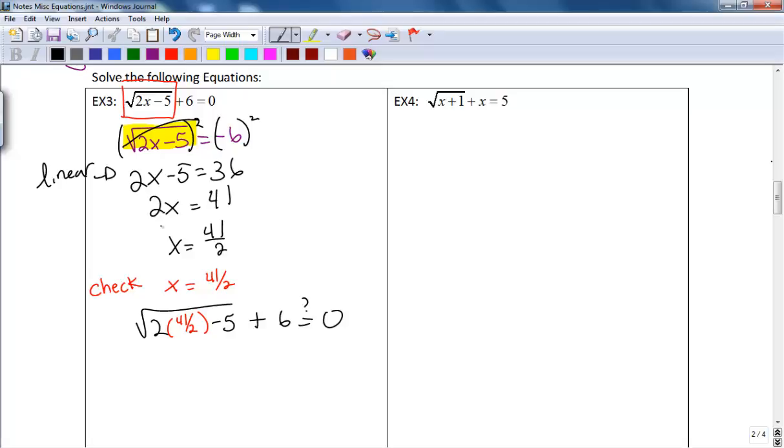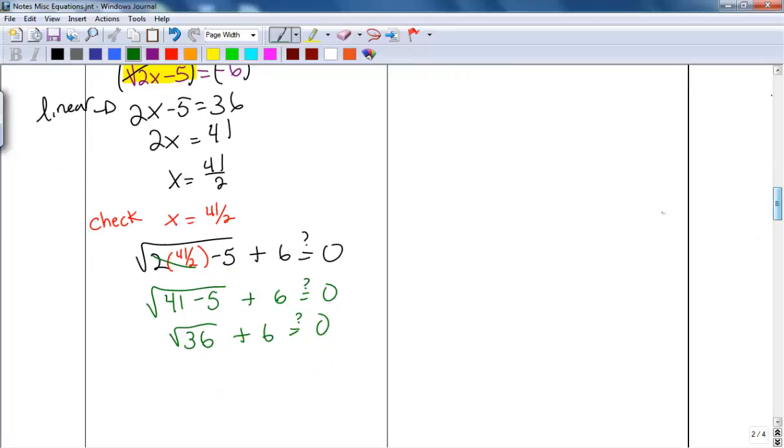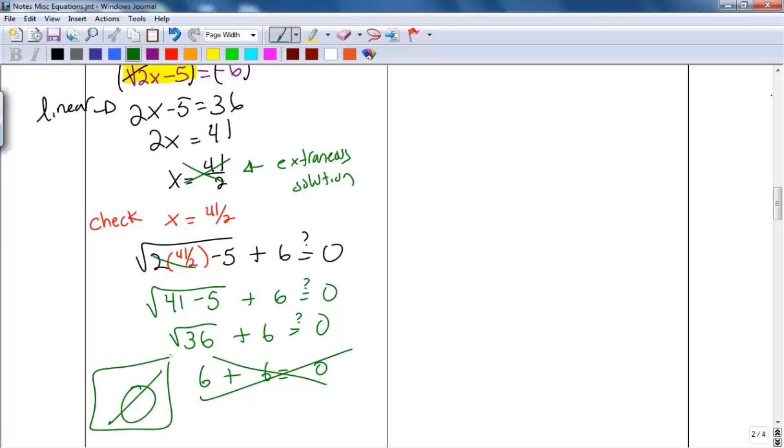So let's go ahead and distribute here. Well, 2 and 41 over 2, my 2's cancel, and I'm left with the square root of 41 minus 5, plus 6, and I'm still trying to figure out if this equals 0. Well, 41 minus 5 is 36, so I get the square root of 36 plus 6, still trying to determine whether or not this is 0. Well, the square root of 36 is 6. Does 6 plus 6 equal 0? No, that's not true, which means that this 41 over 2 is an extraneous solution, and because I have no answers left, my answer is no solution, or the empty set.